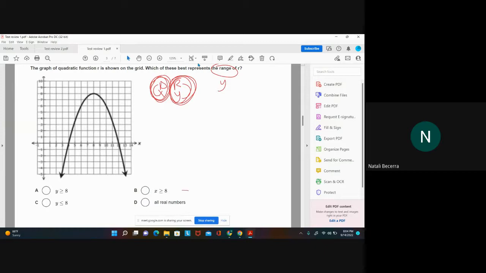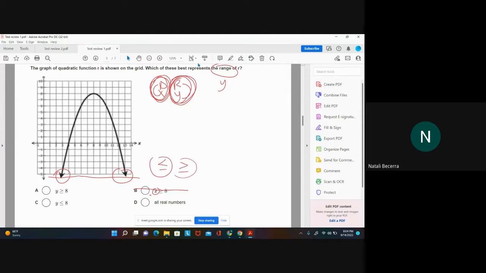I could tell you right now it's not going to be B because we're not talking about X, we're talking about Y. Okay, so range, we read it from the bottom. Start from the bottom. What am I touching? I'm touching arrows. Okay, so that means that I'm going to have some kind of inequality.